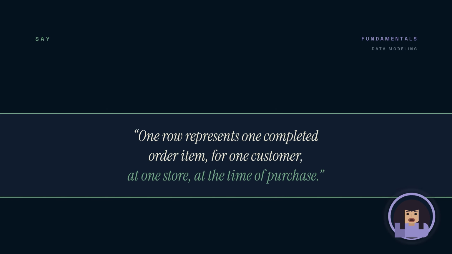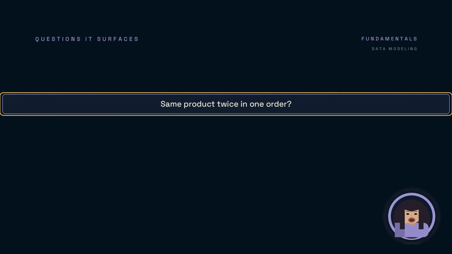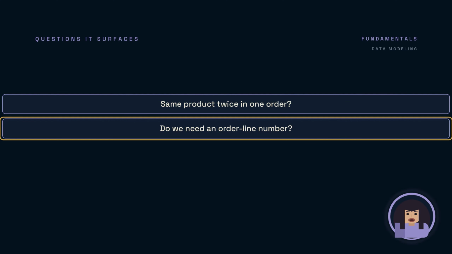Can the same product appear twice in one order? Do we need an order line number? Are cancelled items included? Should price reflect the value at purchase time or the current product price? What happens when an order is updated? The clearer the grain, the easier these decisions become.